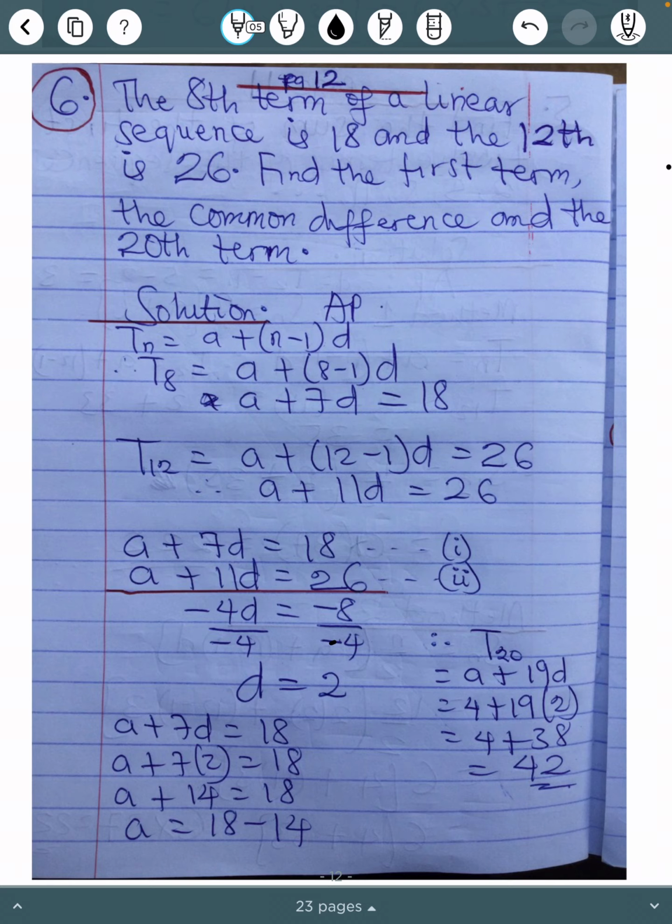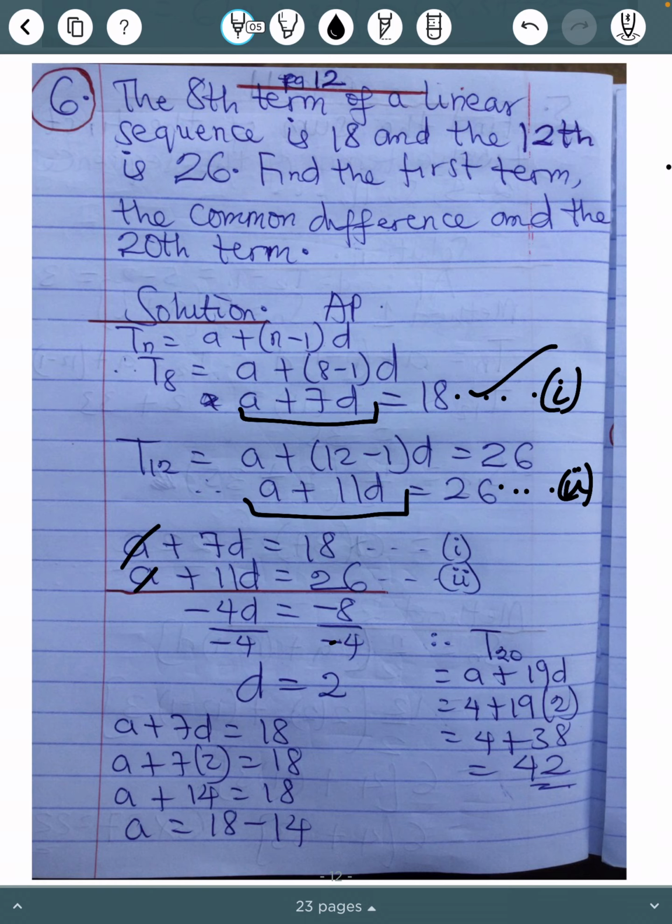Number 6 says the eighth term of a linear sequence is 18. That gives me T8 is 18. T8 is a plus 7d as usual, 18. And the 12th term is 26. The 12th term will give me a plus 12 minus 1 d, that gives me a plus 11d, 26. So with this, I will form equation 1. And with this, I will form equation 2. So I will now solve equations 1 and 2 simultaneously.